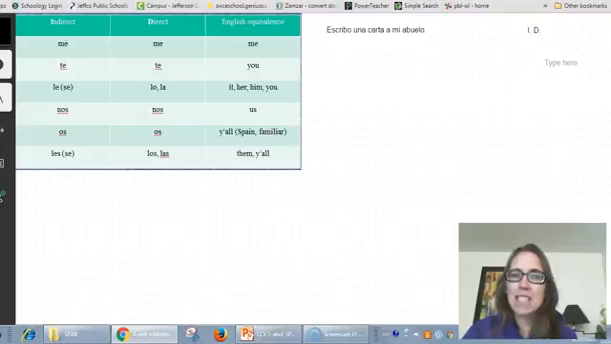I'm going to talk to you a bit about how to use direct and indirect object pronouns together in a sentence. Part of how we're going to do that is to really understand what is a direct object and what is an indirect object when we're using these.